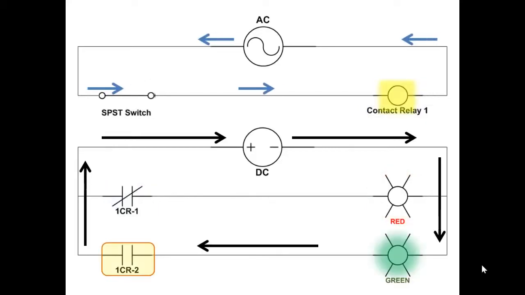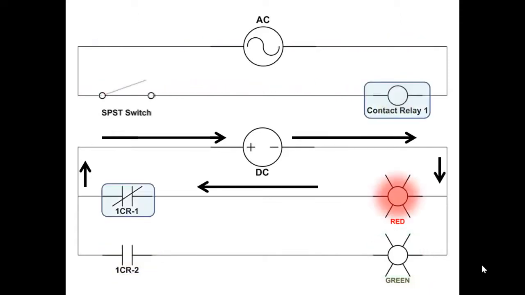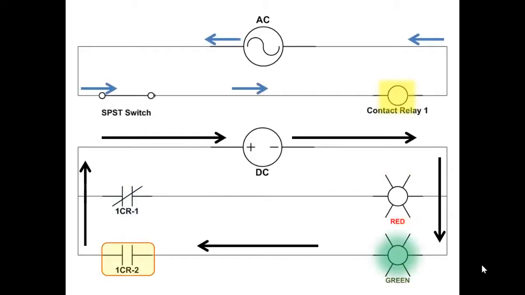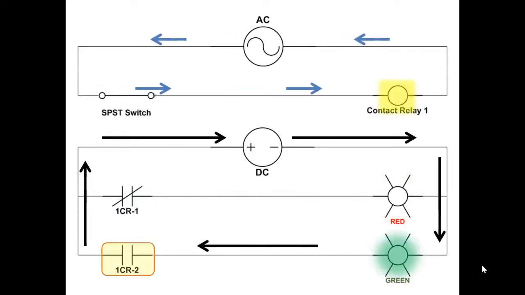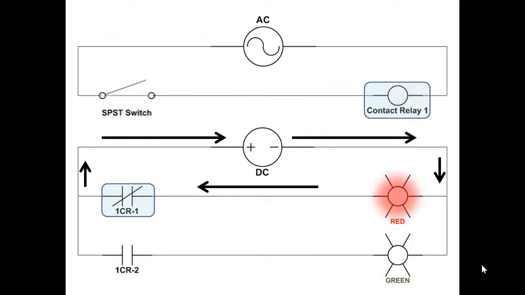So when we close the switch, we get alternating current, and notice that when it's de-energized up above, the DC power supply has a complete path for current flow through the red LED. When we've dropped the switch up above and energized the relay contact, we close the normally open contact, and we now have a complete path through 1CR-2 to the green LED.